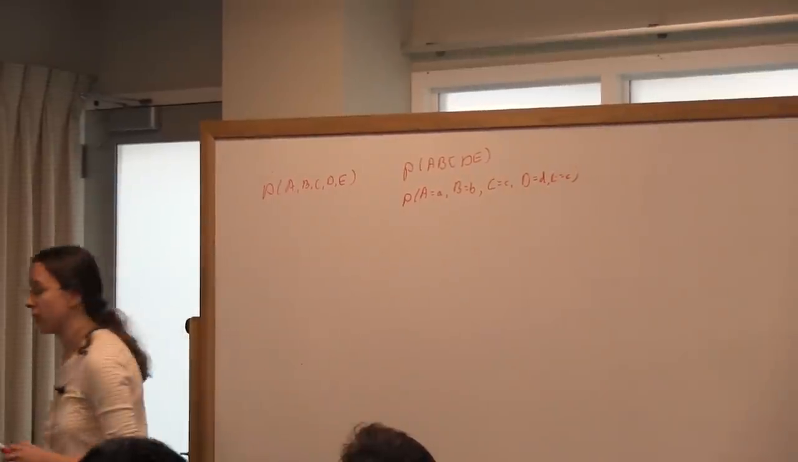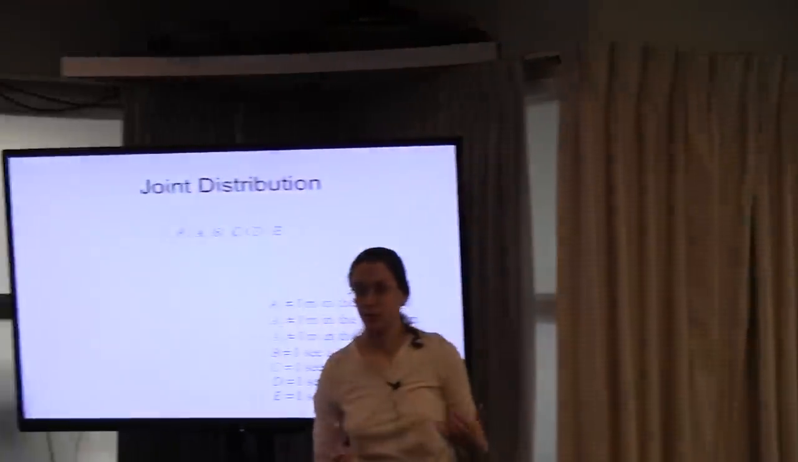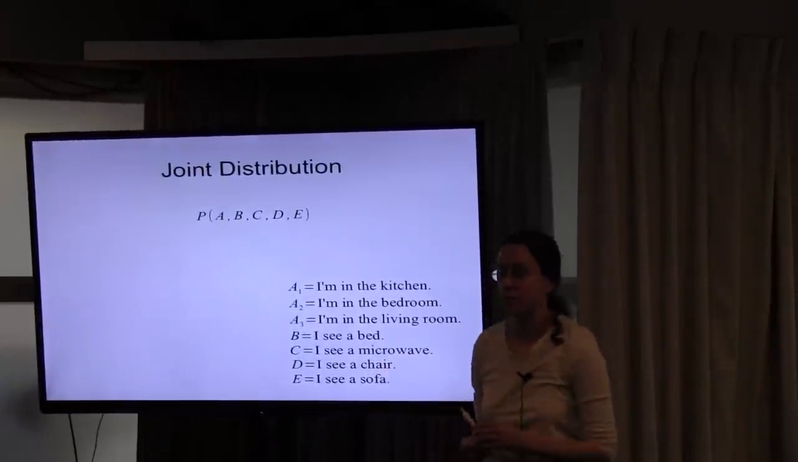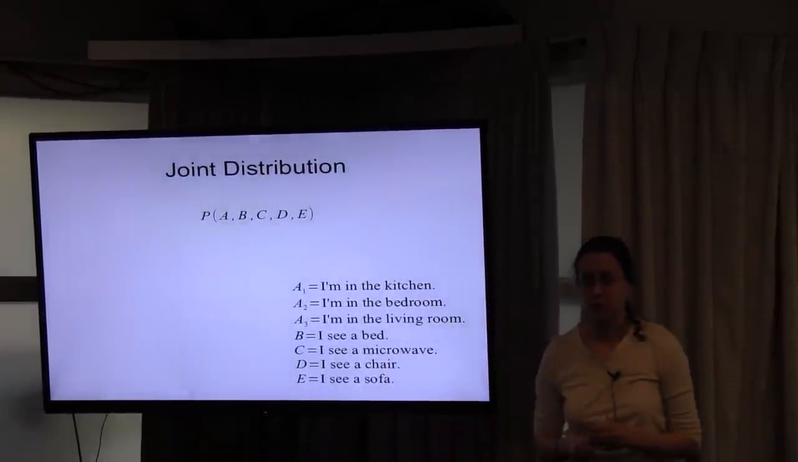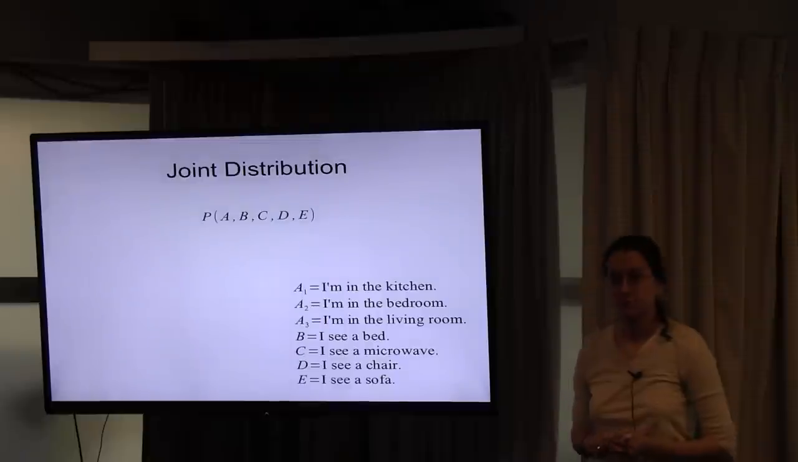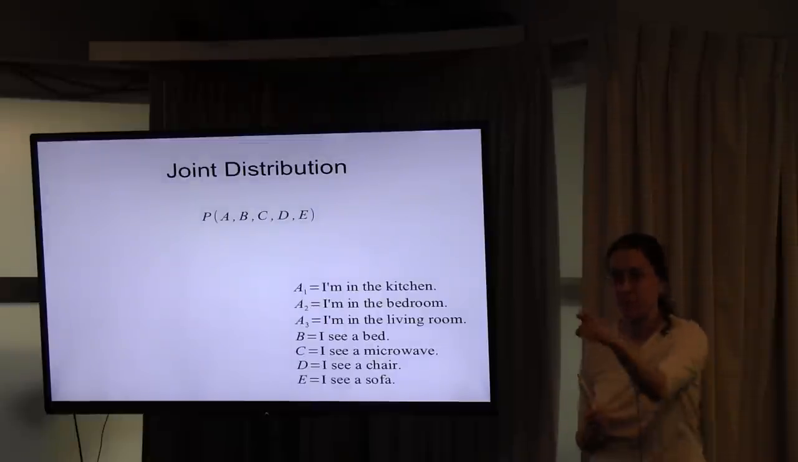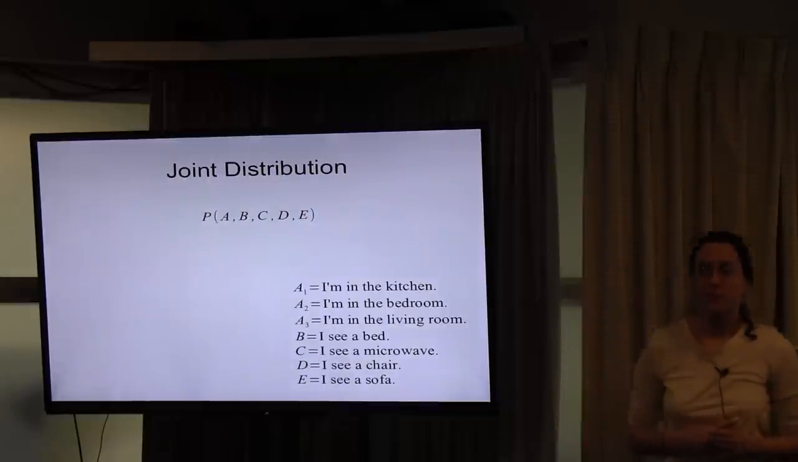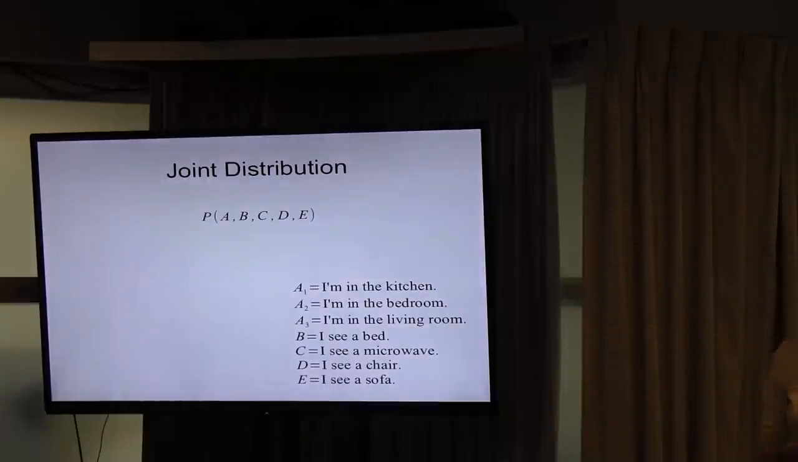So what form does the joint distribution take? What does this look like? What numbers do I need to fill in to write down the joint? Yep, it's just like a giant table of all the possible permutations. That's right, it's a giant table. Does that make sense to everybody?